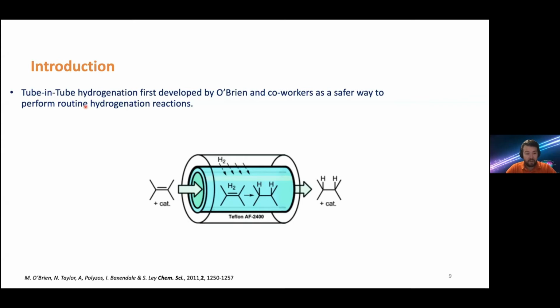And one of the first examples of a tube-in-tube hydrogenation was developed by O'Brien and co-workers as a safer way to perform routine hydrogenation reactions. And this works very simply by having a tube of permeable membrane inside a tube that contains a hydrogen atmosphere. And the idea is that you flow the liquid containing your starting molecule and your catalyst through this tube. The hydrogen dissolves into the liquid and reacts, and out of the other side comes your product molecule.